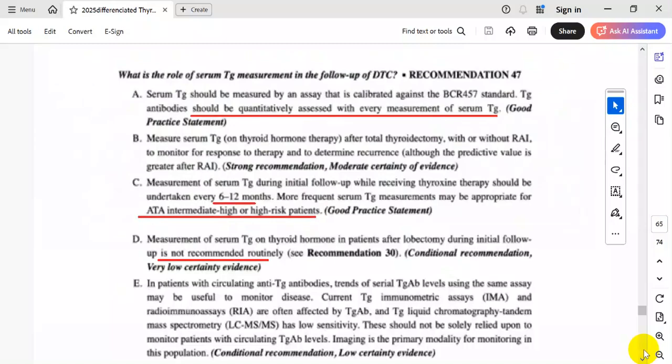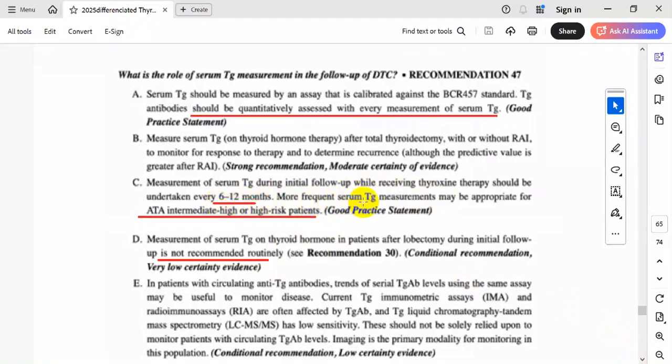What is the role of serum thyroglobulin measurement in the follow-up of DTC? Serum thyroglobulin should be measured by an assay that is calibrated against the CRM 457 standard. Thyroglobulin antibodies should be quantitatively assessed with every measurement of serum thyroglobulin, and measurement of thyroglobulin during initial follow-up while receiving thyroxine therapy should be undertaken every 6-12 months.